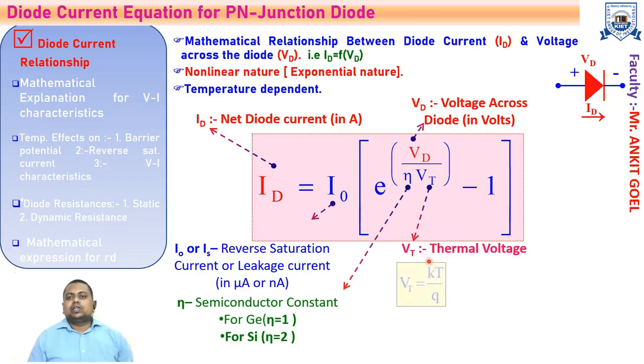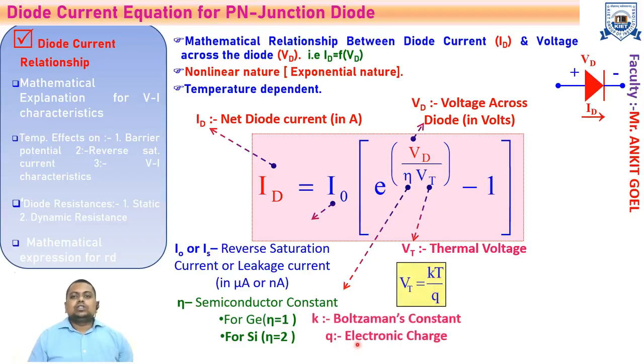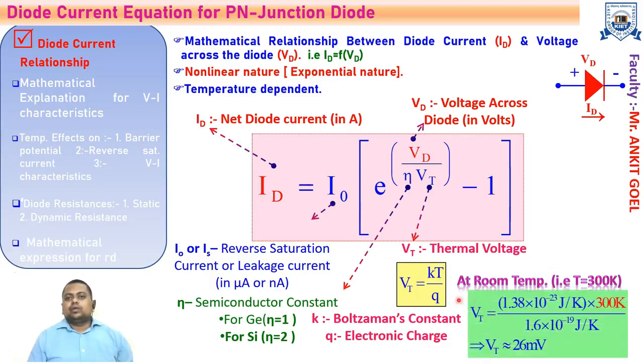It is defined as the ratio kT by q, where k is the Boltzmann constant, q is the electronic charge, and T is the absolute temperature. So if you want to calculate the value of the thermal voltage at room temperature, you can put the Boltzmann constant value and the electronic charge value and the temperature in Kelvin, 300 Kelvin. You will get the value of the thermal voltage approximately as 26 millivolt.